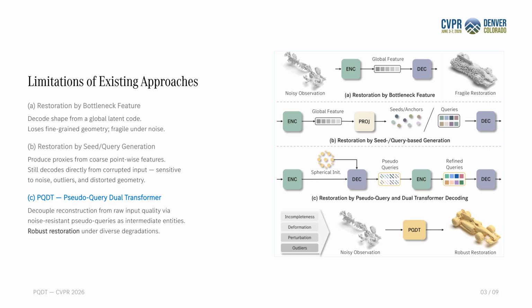Let me briefly categorize prior approaches. Bottleneck-based methods compress the input into a global latent code, which loses fine-grained geometry and is fragile under noise. Seed or query-based methods improve on this by producing point proxies from coarse features, but they still decode directly from corrupted input, making them sensitive to noise, outliers, and distorted geometry. Our key insight with PQDT is to decouple the reconstruction from raw input quality by introducing noise-resistant pseudo-queries as intermediate representations.